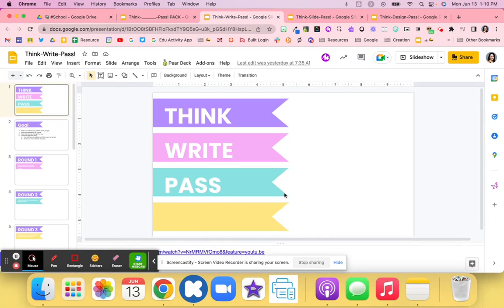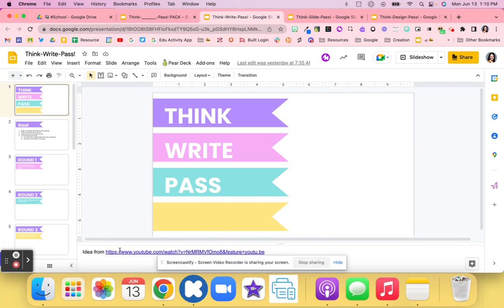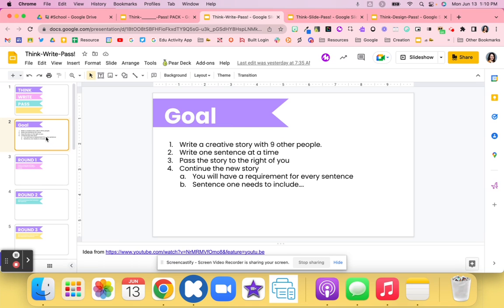This is Think, Write, Pass. So this is the original idea, and you can see the idea here in the video. But what the students do is they're working with nine other students. And when they're working with nine students, every single student in their group is going to write one sentence at a time. So they're all going to have different stories in this example.